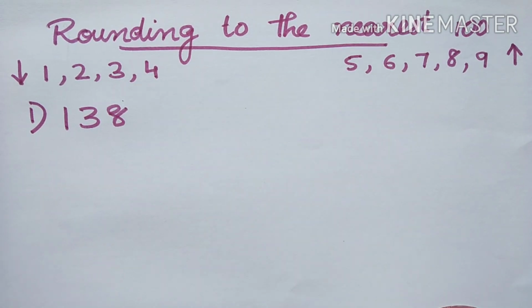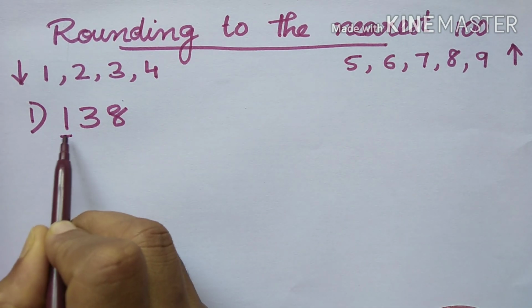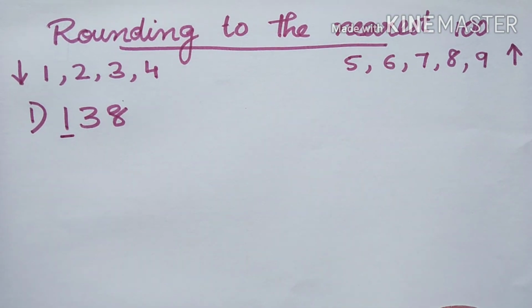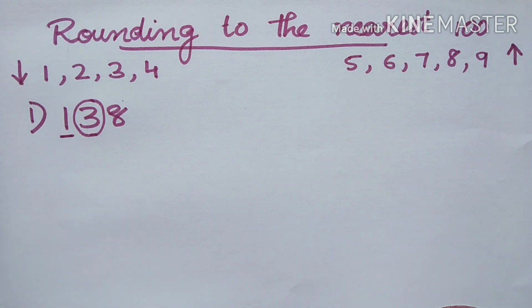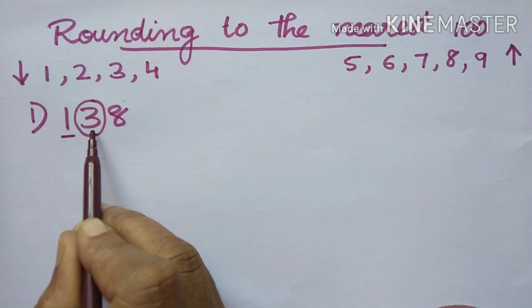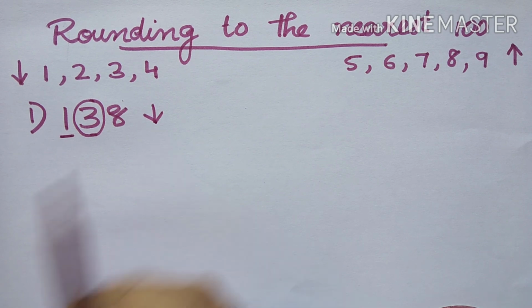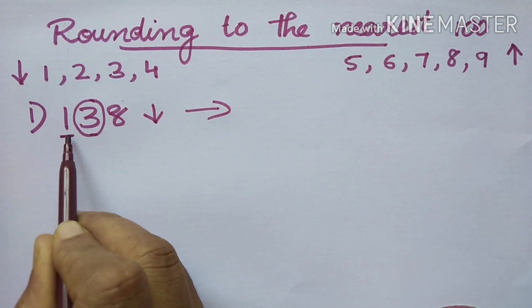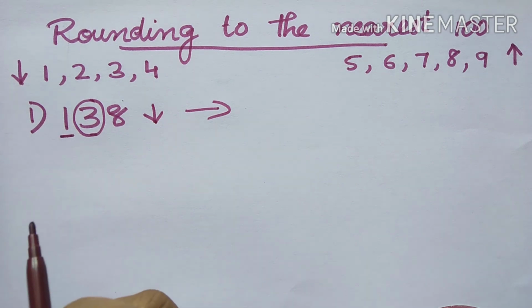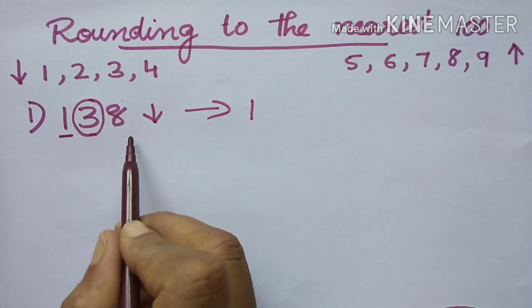138. Since you have to round to the nearest hundred, you have to underline the number in the hundreds place, and see the number right next to it. The number is 3, that is less than 5, so you have to round down. Round down means you can write the same number, 1.